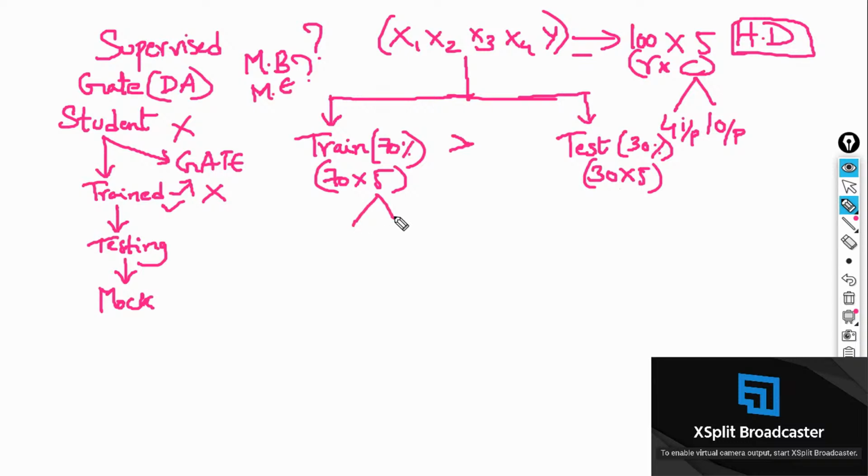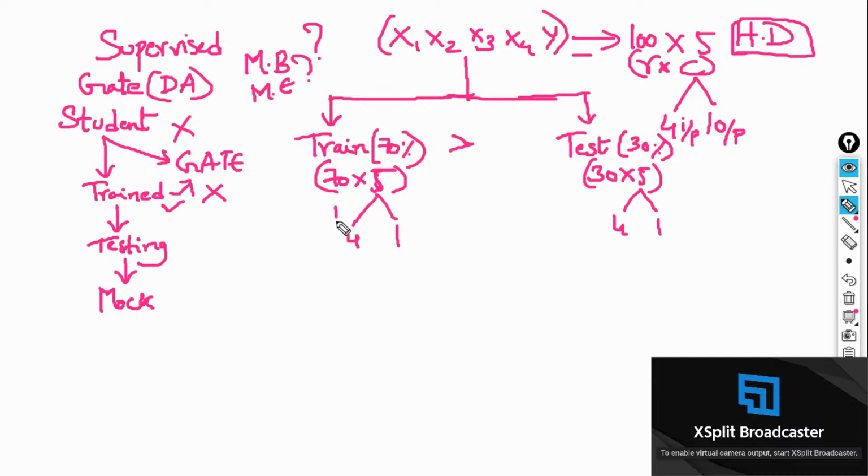How many inputs do I have under these 5 columns? Under the train dataset, how many inputs do I have? 4. Good, pay attention. 4. How many outputs? 1. Yes. In the same way, 4 inputs, 1 output. Is it clear? Yes.